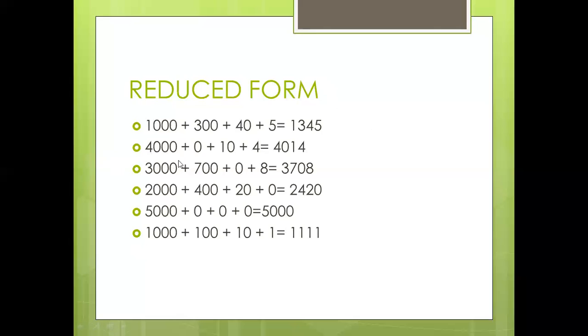Now the next number is 4000 plus 0 plus 10 plus 4. The answer is 4. So for 4000 you will write it as 4. In the hundreds place you will write 0. In the tens place you will write 1. And in the units place you will write 4. So the number is 4014.